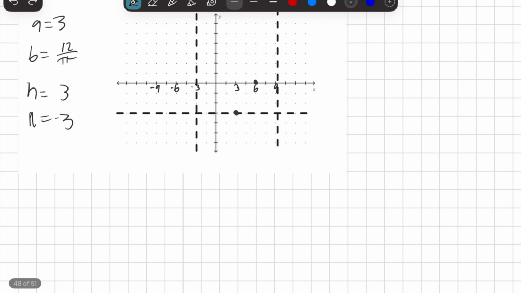And then for the next one, at negative 45, it's usually negative 1. Times that by 3, it is negative 3. And then you're going to go over 3 and down 3, which is going to be there. And then you just connect it.